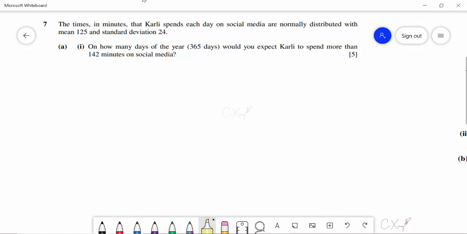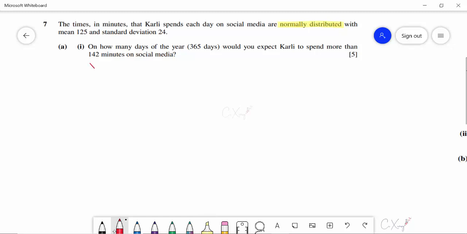For the last question here, they are talking about the time in minutes that CAIE spends each day on social media being normally distributed. So please highlight the keyword normally distributed. This is a keyword that tells you that later, when you want to solve any probability question, generally you need to standardize it, change it to Z, then find the value from the table. All right, and then the mean given is 125, standard deviation is 24. Usually I will just try to write it out.